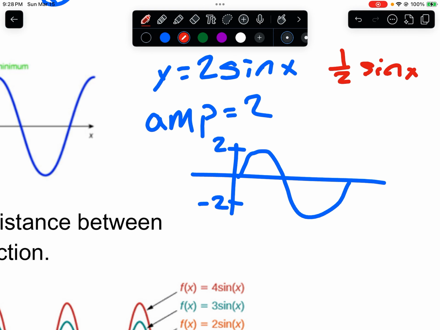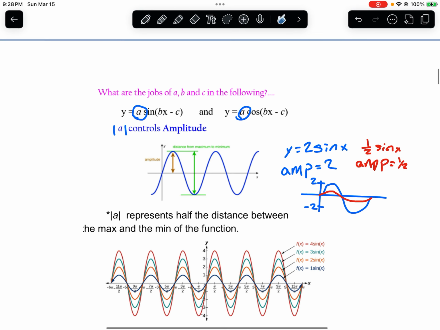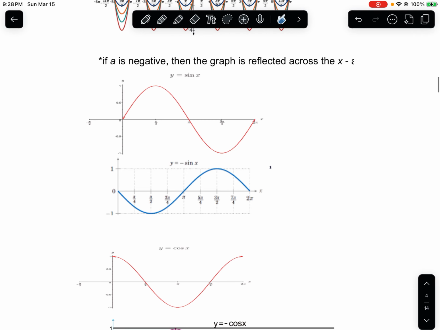Okay, if it was 1/2 sine x, well then it's still going to follow the same path. This is just going to be much more shallow. Okay, because I would only go up to 1/2 and down to negative 1/2, because my amplitude would be 1/2.